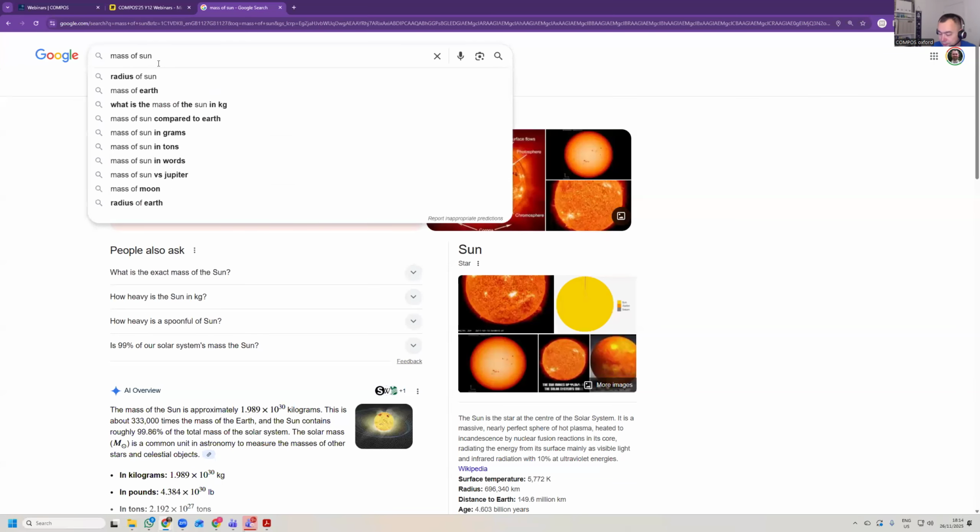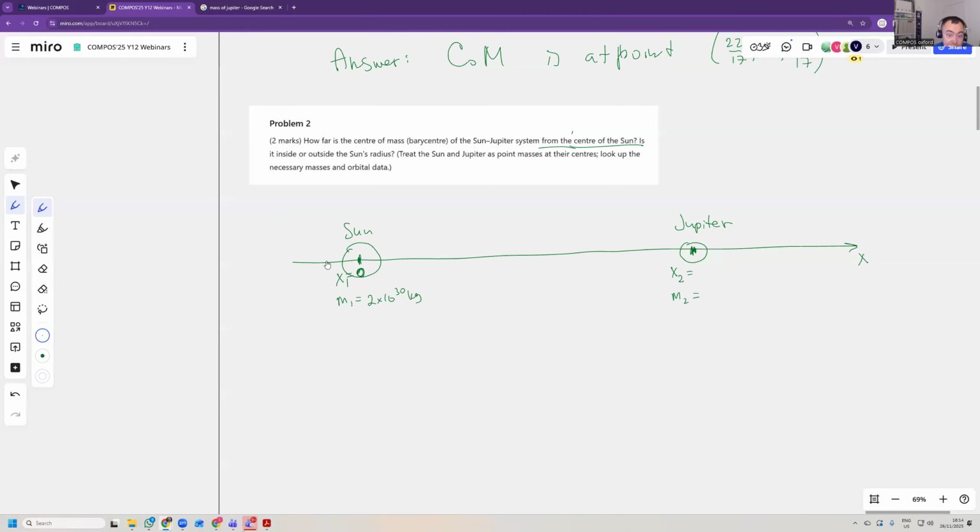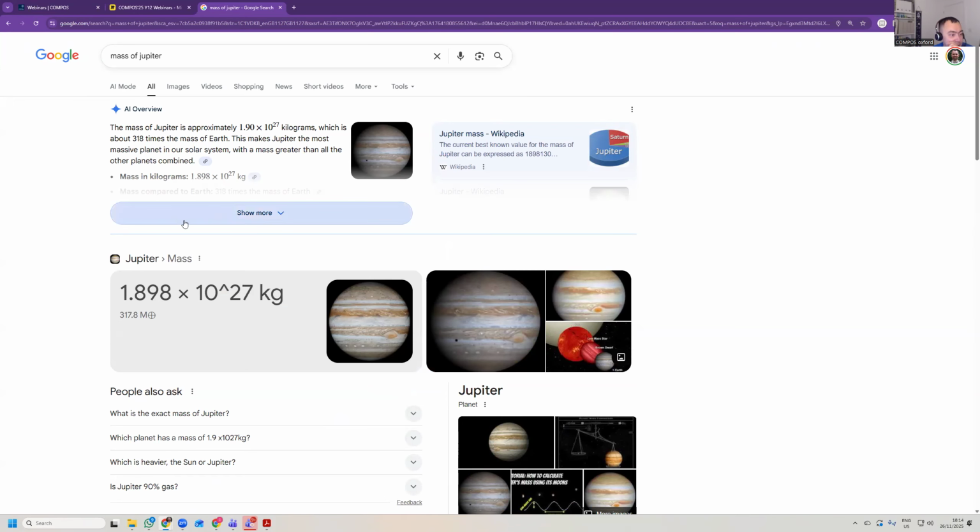Mass of Jupiter, and that is 1.9 times 10 to the 27 kilograms. So it's 1,000 times less. Oh, I didn't know that. Okay, that's interesting.